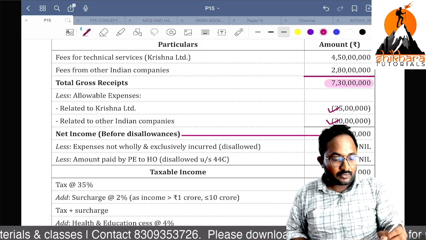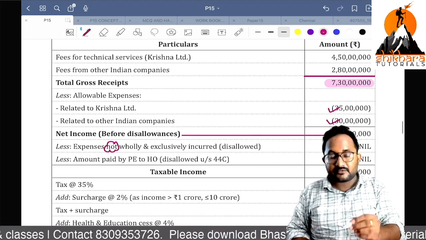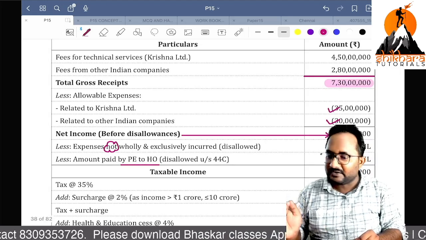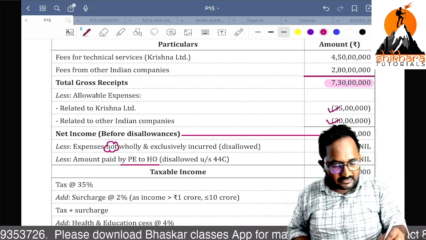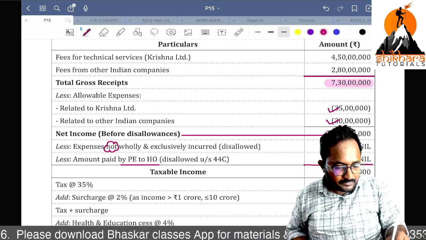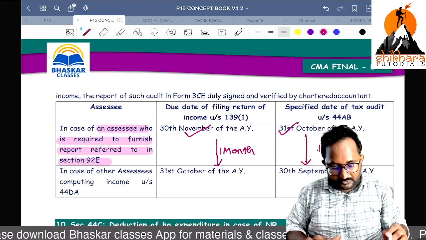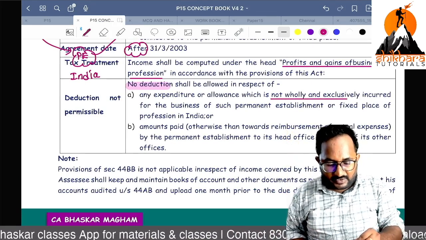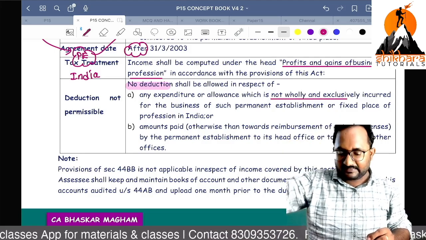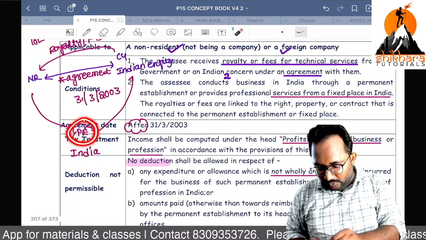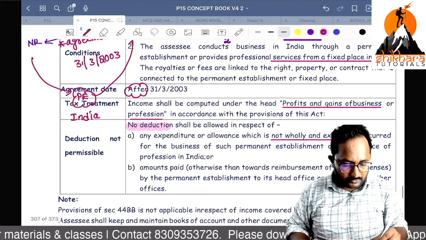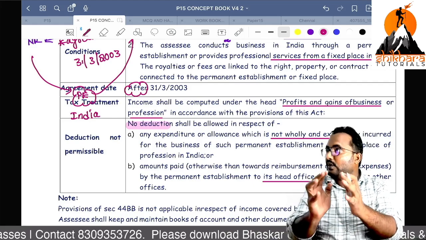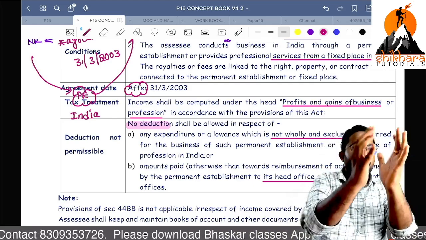Disallowances. I already told you, these are not wholly and exclusively incurred. That's why we can't give the deduction. And any amount paid by the PE to the head office is also not an expenditure. So that is also not allowed, ma. What is the total income, ma? Yes. Now these are only two points: not wholly and exclusively incurred, we cannot give the deduction. If any amount is paid by the PE to the head office as a reimbursement of expenditure, can you take any deduction for that? No. Only if an expenditure is wholly and exclusively incurred can you take a deduction.